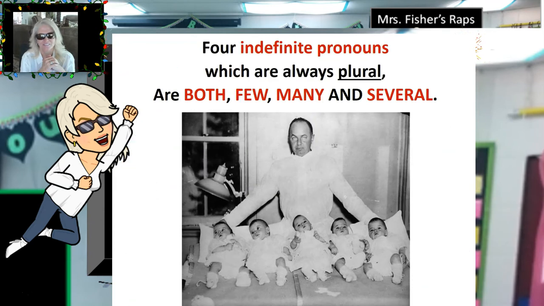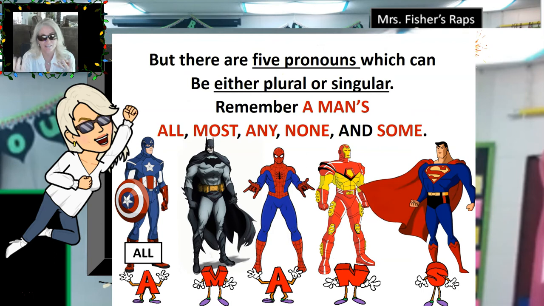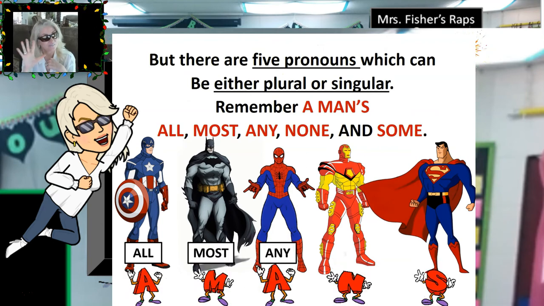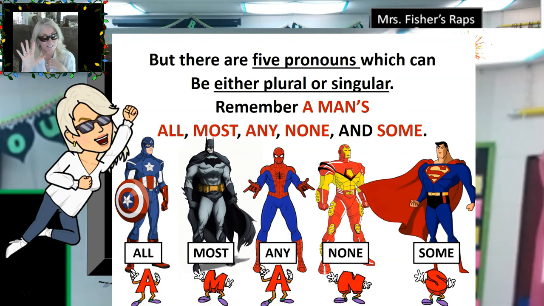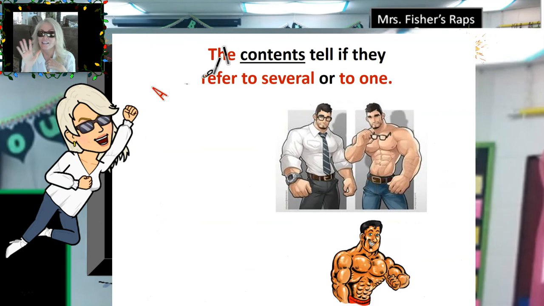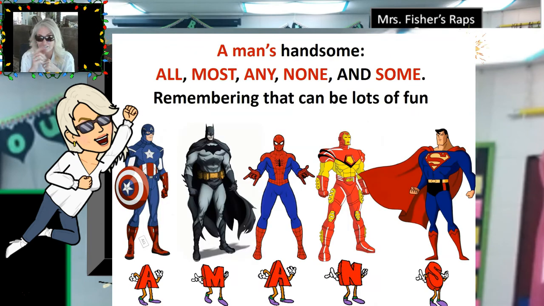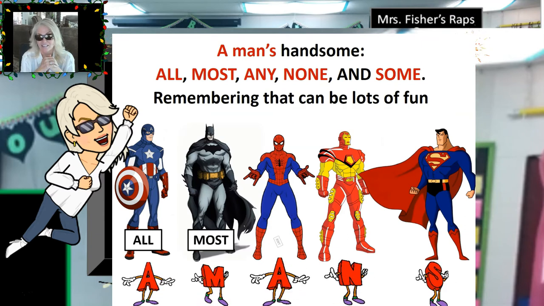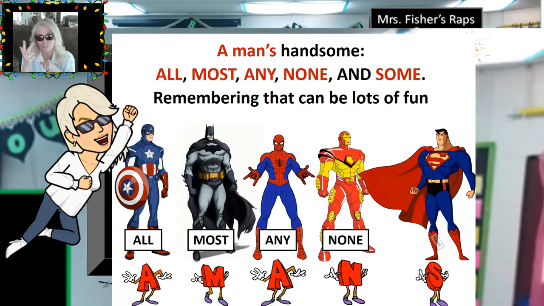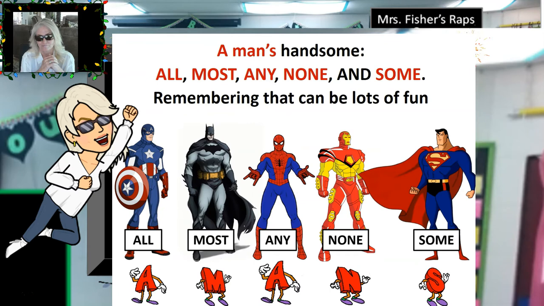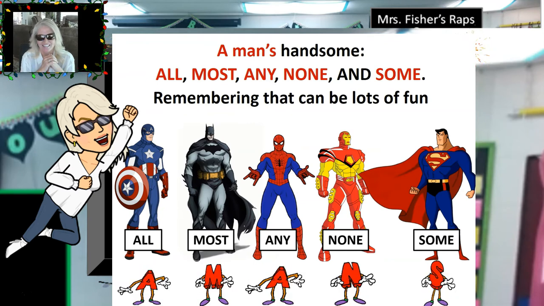For indefinite pronouns, which are always plural, are both, few, many, and several. We know that there are five pronouns which can be either plural or singular. Remember, AMANS: almost, any, none, and some. The contents tell us if they refer to several or to one. AMANS, handsome. Almost, any, none, and some. Remembering that can be lots of fun.